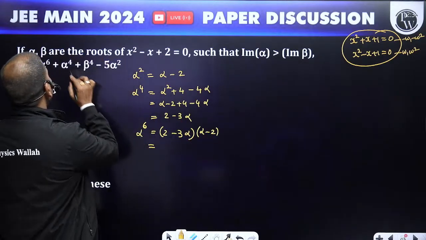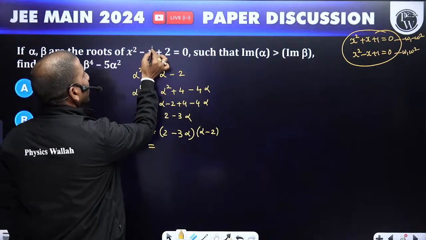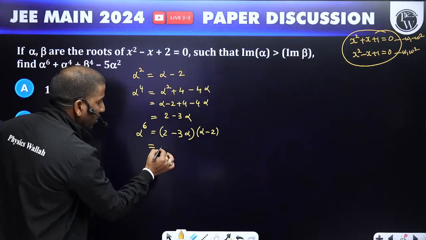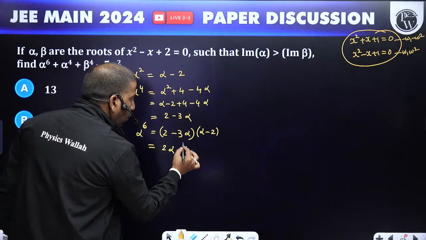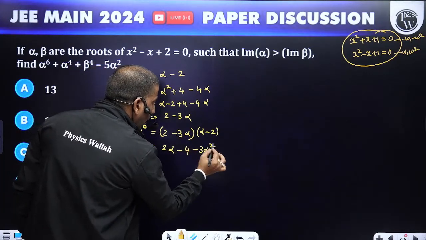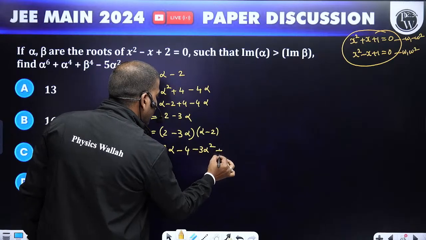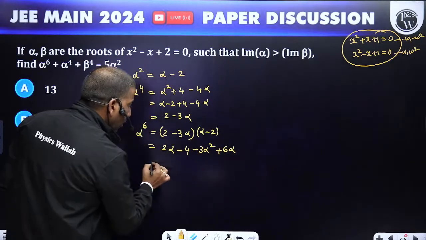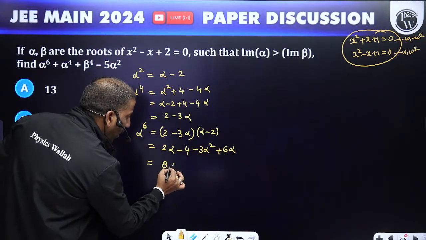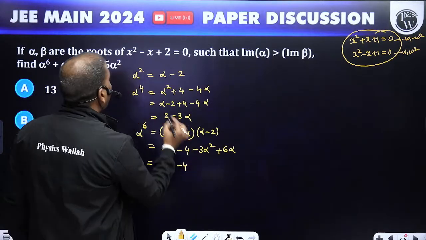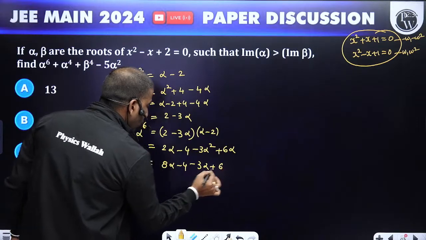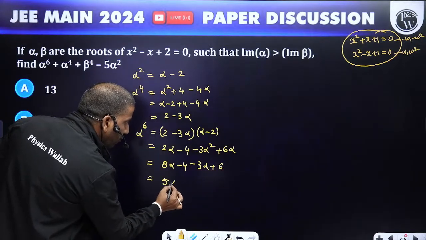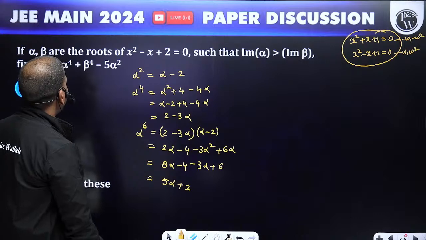My point is, maybe I could get something like the sum of the roots or the product of the roots. That's the reason I am doing it like this. 2 alpha minus 4 minus 3 alpha square plus 6 alpha. So that means 8 alpha minus 4 minus 3 alpha square. Again we apply this: minus 3 alpha plus 6. So what do I get? 5 alpha plus 2 will be alpha power 6.